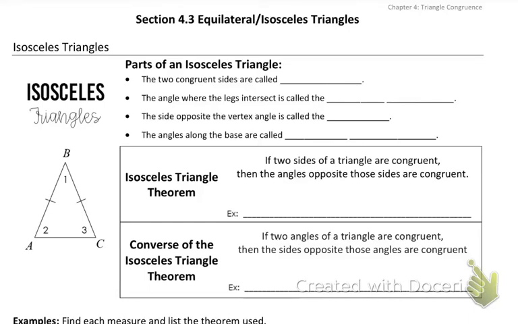Formally say it. These theorems and converses are in your theorem and postulate sheets. Okay, so we're talking about isosceles triangles. Remember the big thing about isosceles triangles.